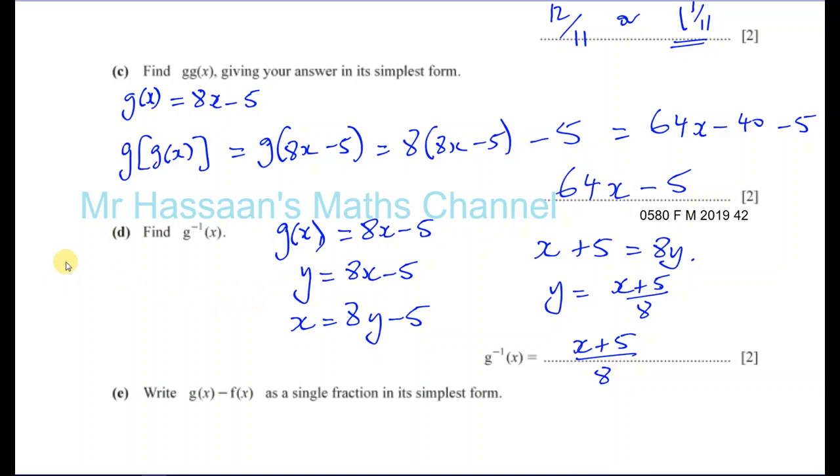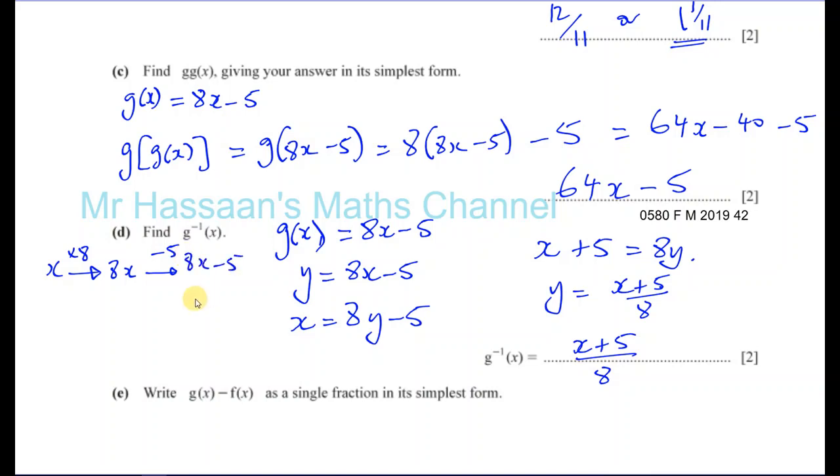Okay, you can also use flow charts. You can say, okay, you started off with x. What happened to it first? It was multiplied by 8. That gave you 8x. And then what happened to it next? Well, you took away 5 from it. So that gave you 8x minus 5.